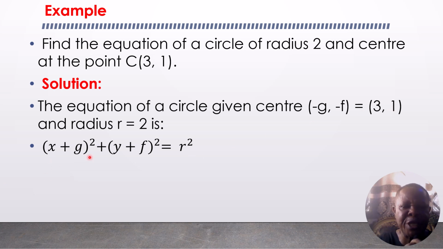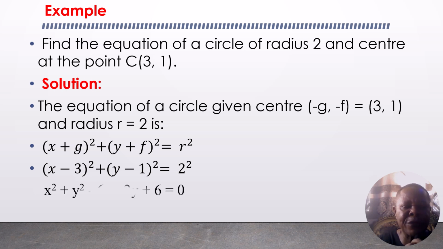So, substituting for g, f and r in this equation, we have (x minus 3) all squared plus (y minus 1) all squared equal to 2 squared. Expanding the two terms on the left and rearranging, we have x squared plus y squared minus 6x minus 2y plus 6 equal to 0. That is the required equation of the circle of radius 2 with center at the point (3, 1).